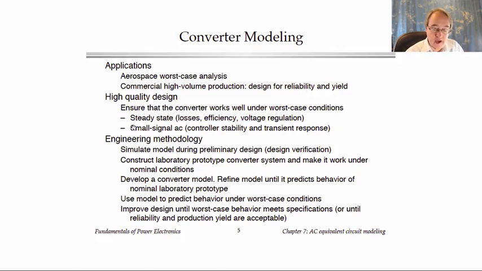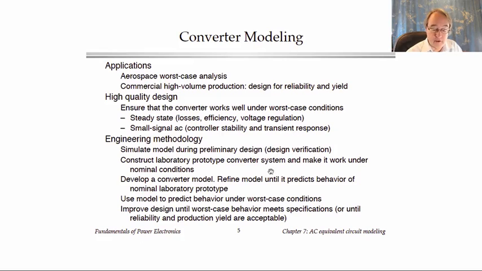So for high quality design, we already know steady state models, and one thing we need to do with our steady state model is to ensure that under steady state conditions, with all of these variations and tolerances, the circuit will perform acceptably well, with a high enough efficiency, low enough losses that the temperature rise is not too high, adequate steady state voltage regulation, and so on. And then for our AC control system design, we need AC models that we can analyze and prove that we have stability and a good, well-behaved transient response under these worst case conditions.